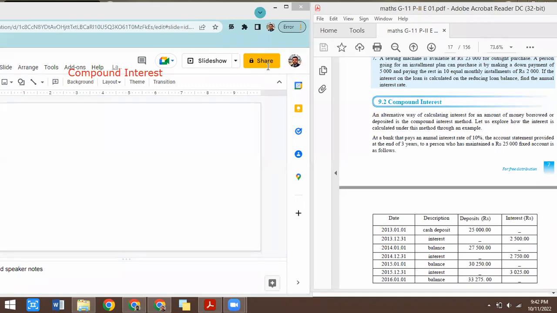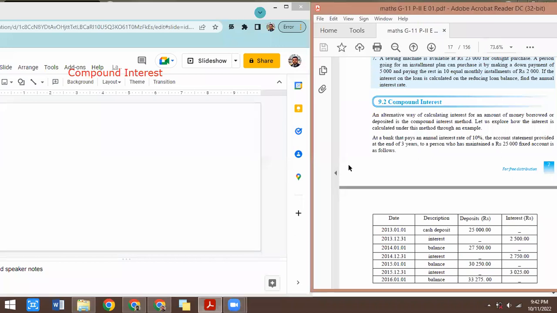An alternative way of calculating interest for an amount of money borrowed or deposited is the compound interest method. Let us explore how the interest is calculated under this method through an example. At a bank that pays an annual interest rate of 10%, the account statement provided at the end of 3 years to a person who has maintained a 25,000 rupees fixed account is as follows.